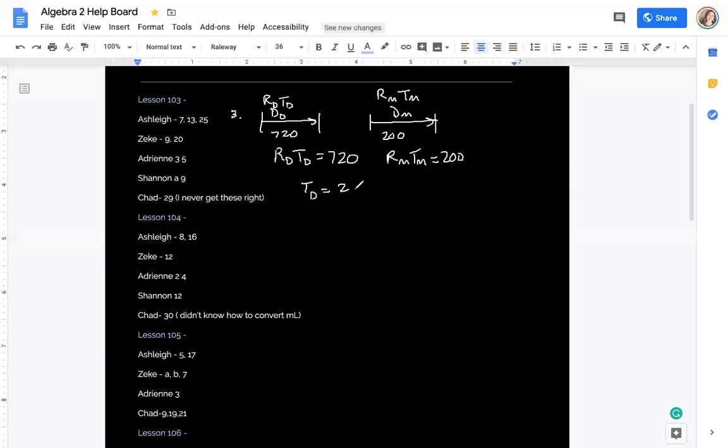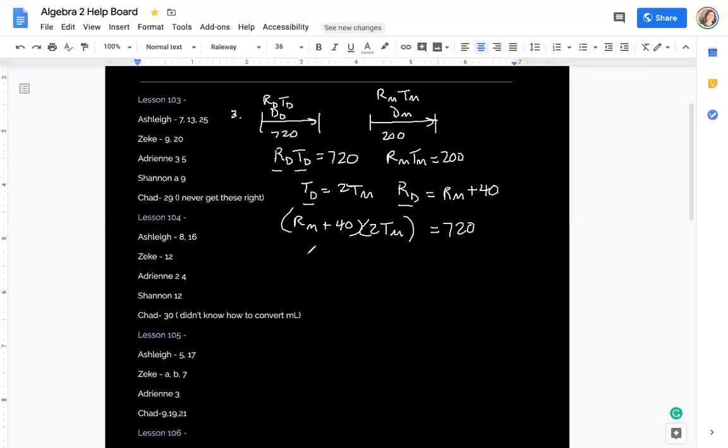Time of Maple. And the other equation that we have is the rate of Donna is 40 more than the rate of Maple. So we have those equations. Now, you'll notice that I have both of these solved in terms of the D, so that we can plug them into this equation up here. So RD is equal to RM plus 40, and TD is equal to 2TM. And that's going to equal 720.